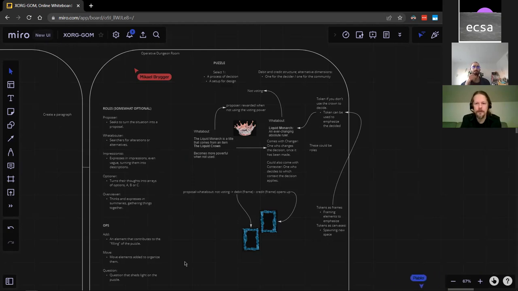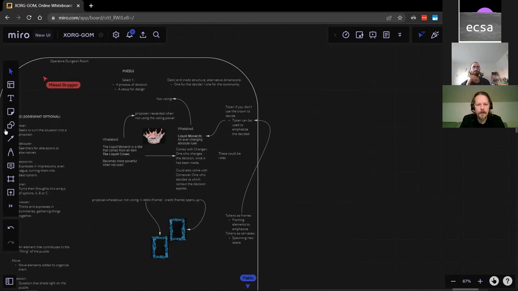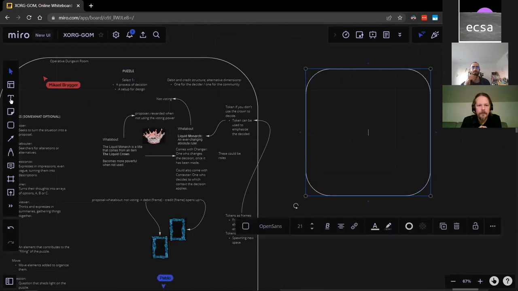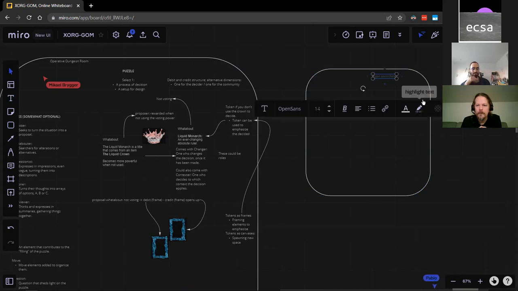Yeah. Of course, then you could add the option that you can get the token as a frame or a canvas. You could add a room, or you could emphasize something inside a room, even the decided room. Maybe I'll make it as an image: I'll make it here as a side room and call it, with caps, the Decided.